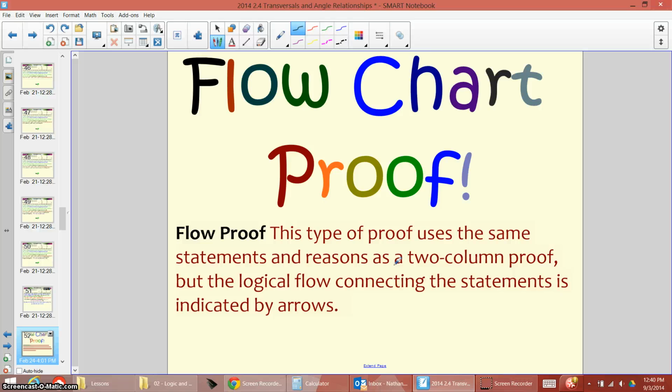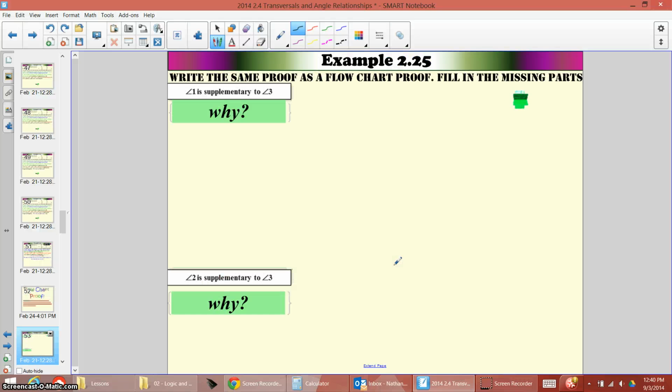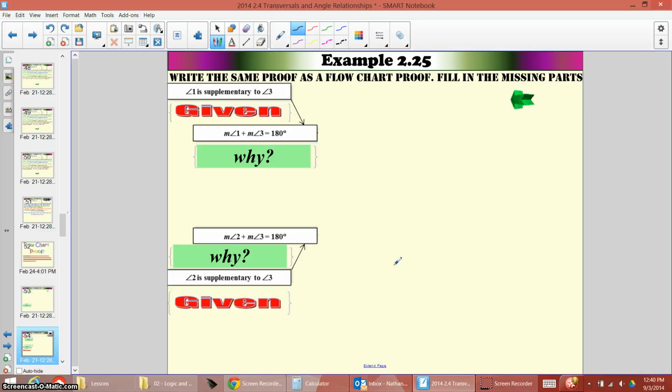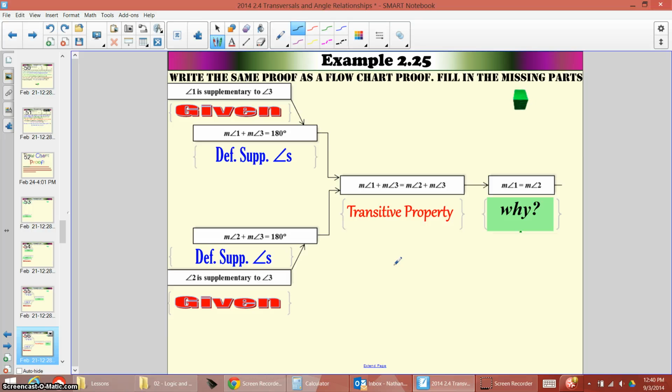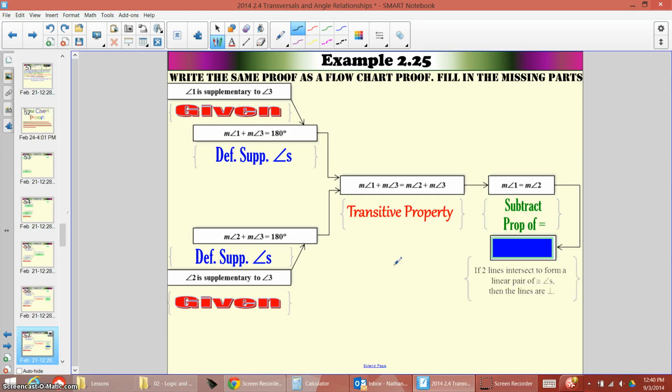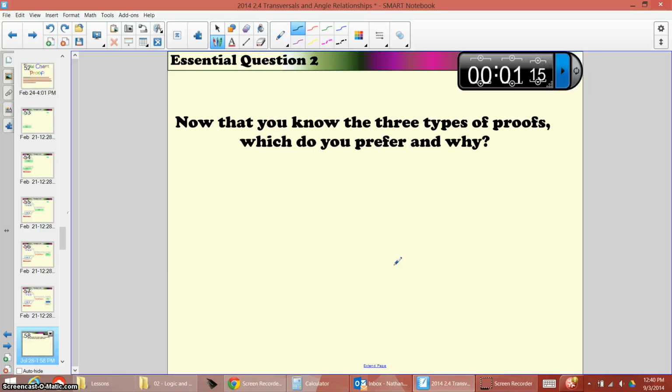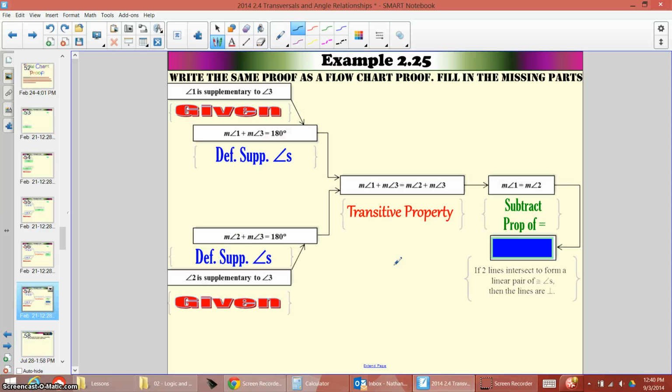That'll be important. Flowchart proofs. This is a different kind of proof. We have here the starting point. Those are the two pieces of given information, which leads us to these two conclusions, and it's because of the definition of supplementary angles. They then combine to become one statement of the transitive property and one statement because of the subtraction property of equality, and it flows into the very last statement. Okay? So these are flowcharts.